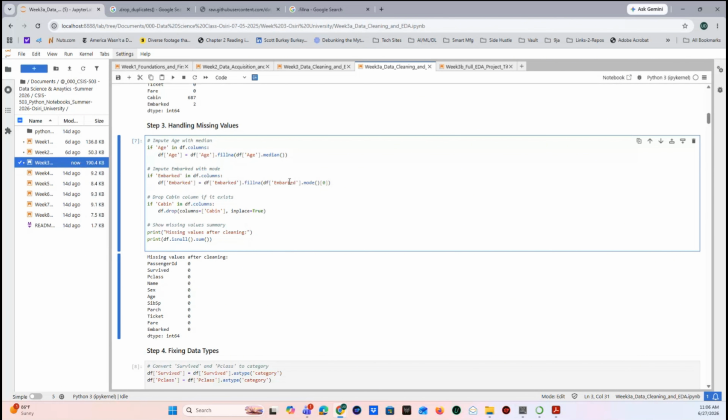Then we do the same thing with embarked. What we said is use mode. We can't use median because these values are letters: S, Q, and C. The reason we're using mode is that it's the value that appears the most times. That's what your mode is, right? But we can't take the average of letters. So we use that to fill in embarked. Remember, embarked is the station where they got on.